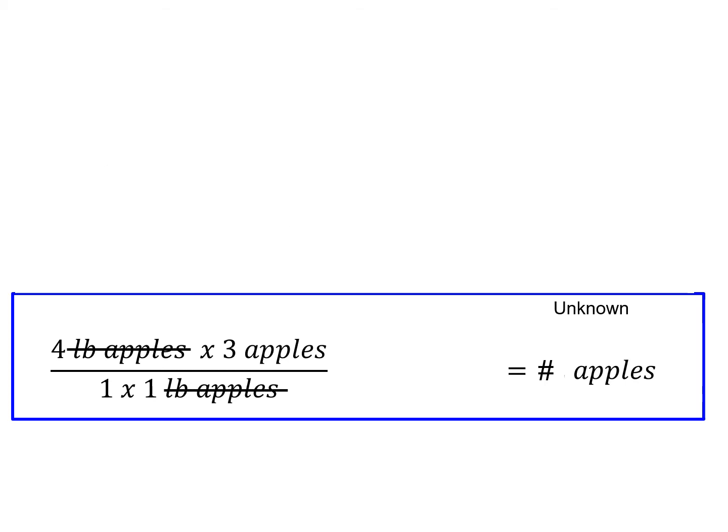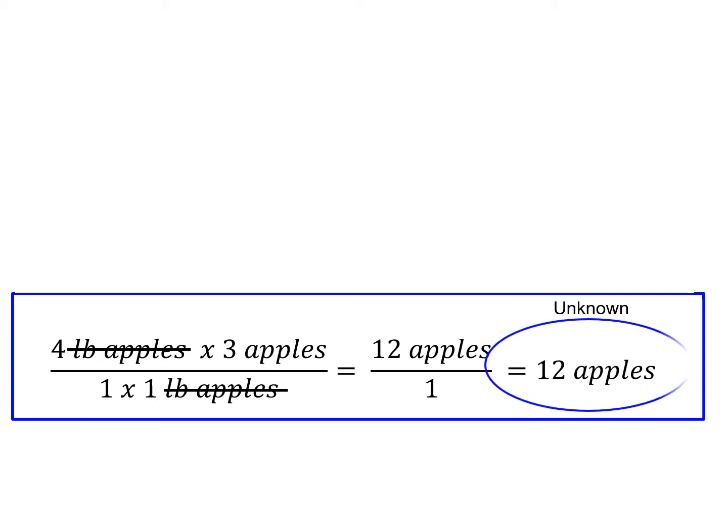And what I'm left with is 4 times 3 apples over 1 times 1. In other words, I have 12 apples in my numerator. I have the number 1 in the denominator. That's equivalent to 12 apples. So by doing a short little equation, I can convert number of pounds of apples into a count of apples. Let's see if you understood that process.